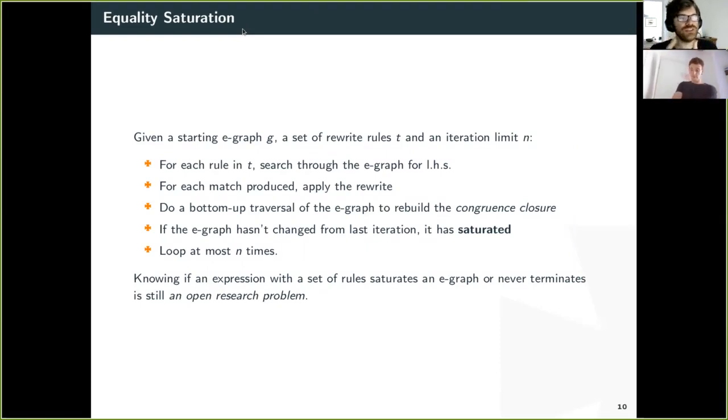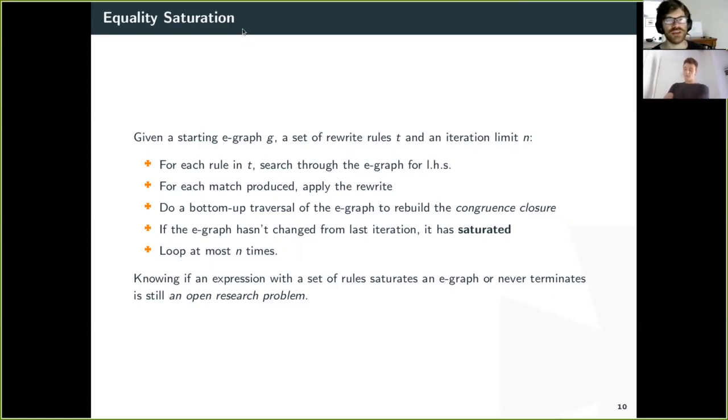a term of interest into, something maybe you're trying to simplify, a set of rewrite rules T, and an iteration limit N. So for each rule in T, you still have a pattern left-hand side and an instantiated right-hand side. And you search through the egraph for the pattern left-hand sides. For each match produced, you instantiate the right-hand side, and you apply the rewrite.